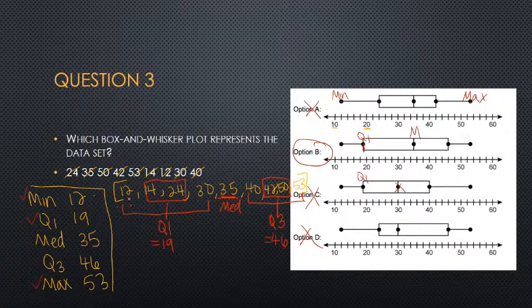Okay, and you can see we got the same numbers. This was my minimum. This was my first quartile. 35 was my median, 46 was my third quartile, and 53 was my maximum. So I was able to get those values by doing it by hand instead of the calculator. I just wanted to show that to you for those of you who needed to see that by hand.